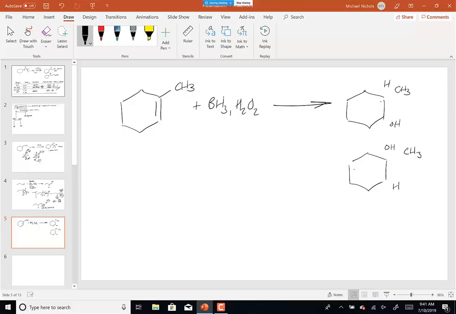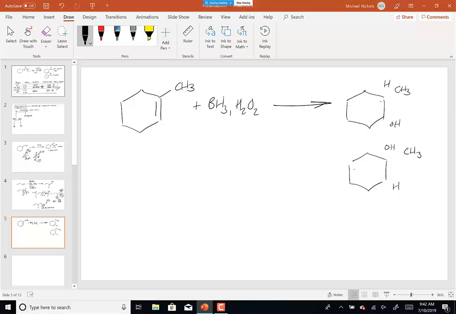Now, this is going to be one of these things where, remember yesterday I said there is no term for 100-0, for 100% of one product and 0% of the other. So one of these products is going to be 0%. But that doesn't affect whether it's regioselective or not. So I'll write my H and OH like that. Okay?